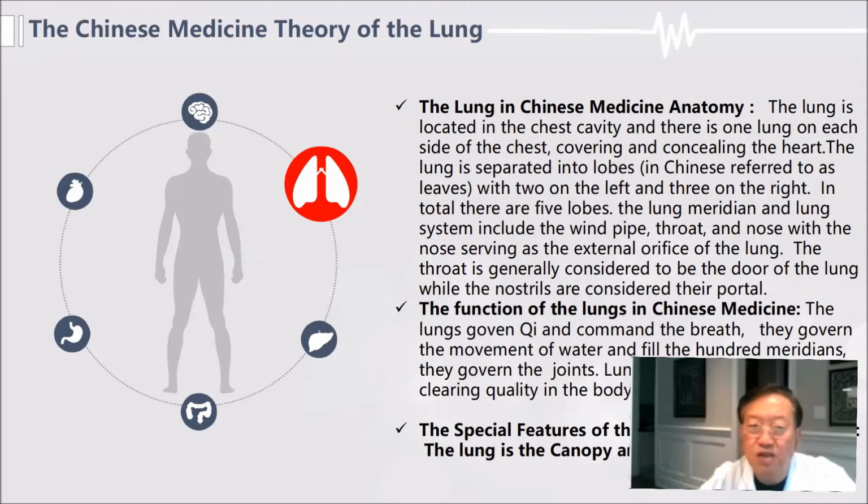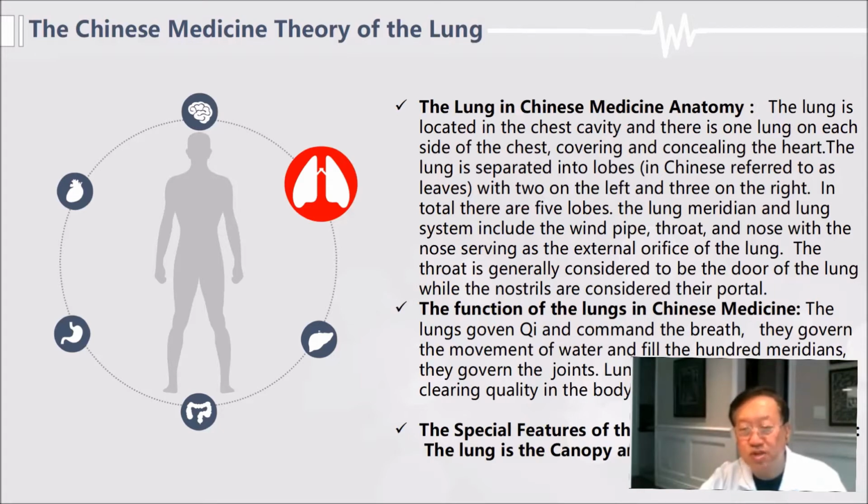The lung in Chinese medicine anatomy. The lung is located in the chest cavity, and there's one lung on each side of the chest, covering and concealing the heart. The lung is separated into lobes, in Chinese referred to as leaves, with 2 on the left and 3 on the right. In total, there are 5 lobes.